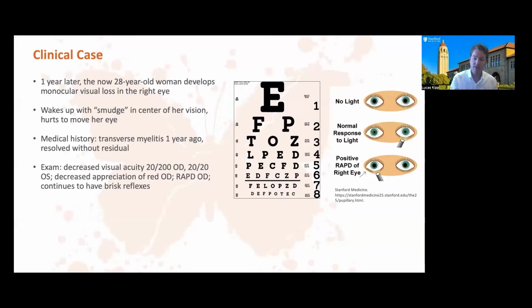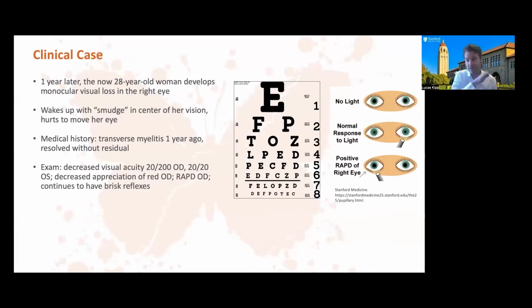And so if you go back to what we talked about in terms of where this might localize, what do you think? Decreased visual acuity, relative afferent pupillary defect, decreased red color. Those all point to an optic nerve problem. So light isn't getting back down the optic nerve well enough.